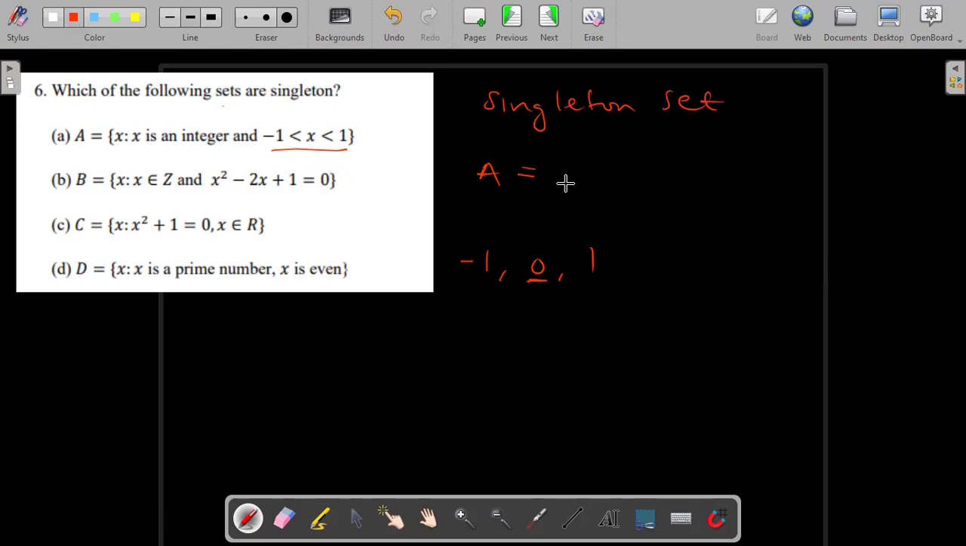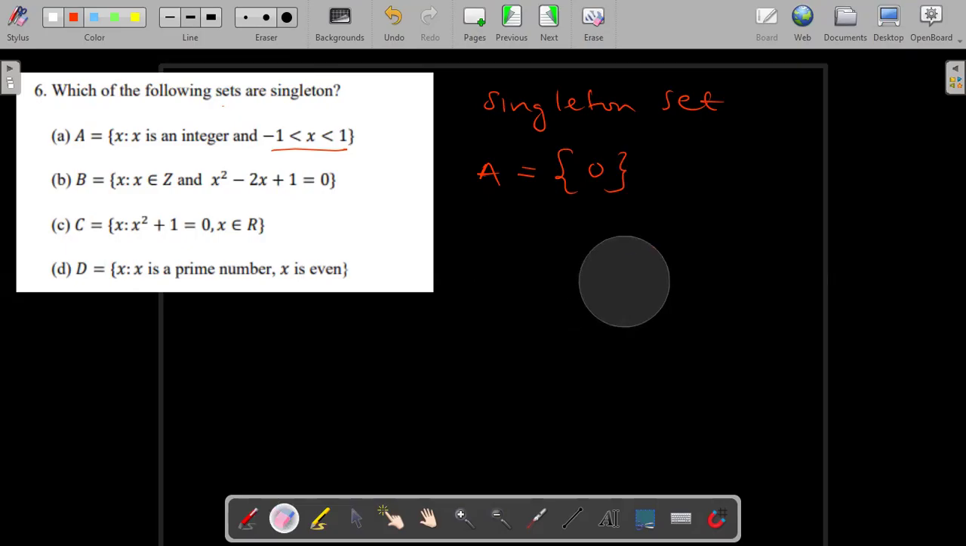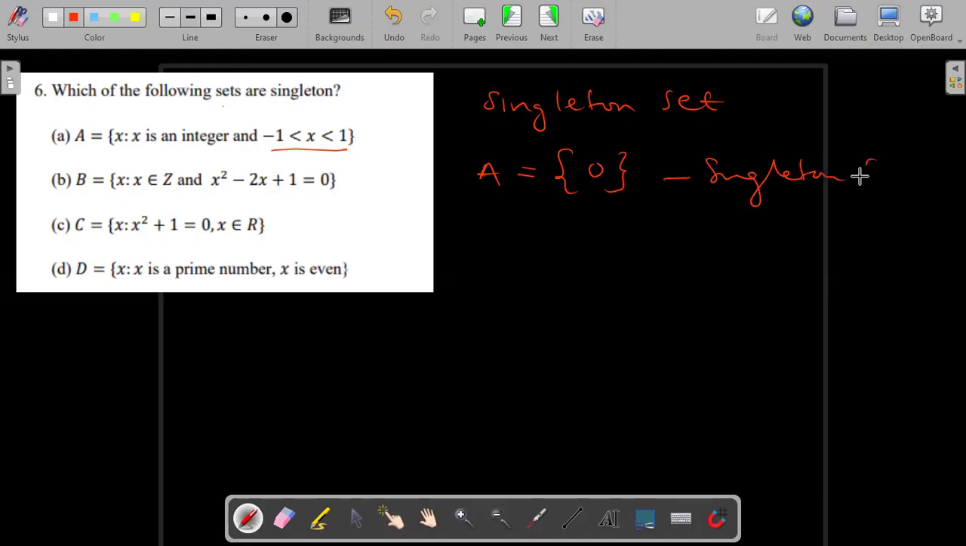So listing this out, what they're asking for is which of the following sets are singleton. So we'll conclude that the set A is singleton, and the set A just contains the element 0. So set A is a singleton set.